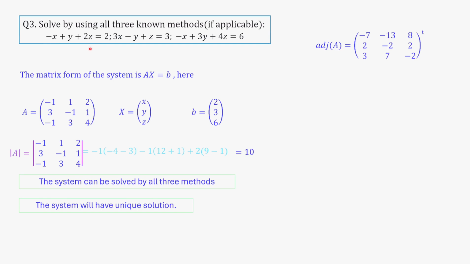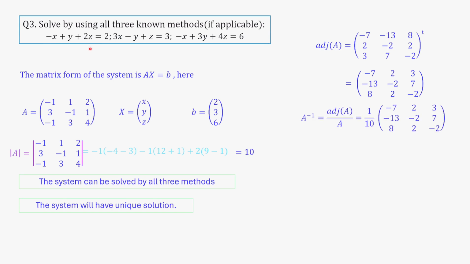For that we calculate the adjoint as usual, and we got the adjoint of A equal to this matrix, and then we will take the inverse. So we know that the inverse is equal to the adjoint of A divided by the determinant of A. So the determinant is 10, so it will be 1 over 10, and then we will write the matrix as above. Then the vector x can be written as A inverse B from the relation Ax = B.